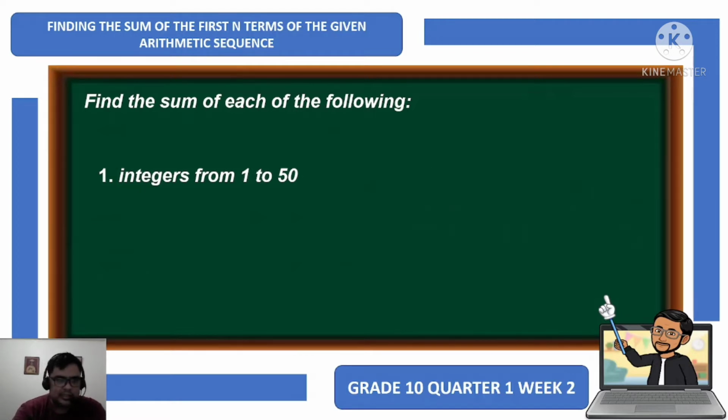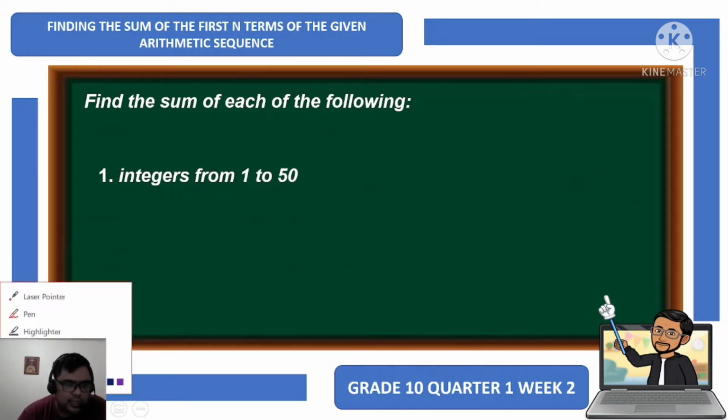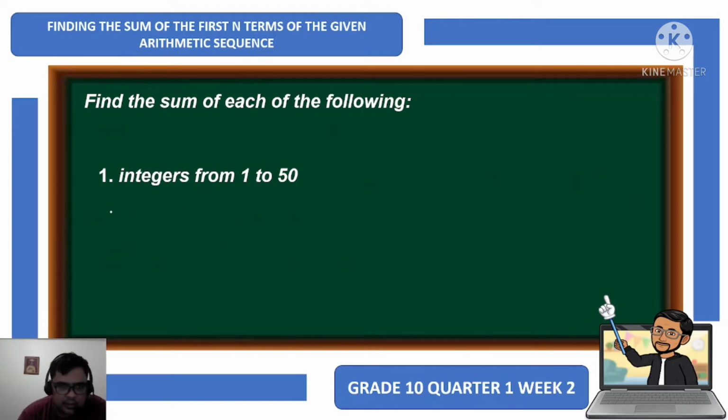So, let's begin. So, number 1, integers from 1 to 50. So, ang integers from 1 to 50 are numbers 1, 2, 3, 4, until 50. So, we can imply that a sub 1 is equal to 1. The first term is 1. A sub 50, the last term is 50. Why a sub 50? Because we know that consecutive lang naman yan and n is 50.